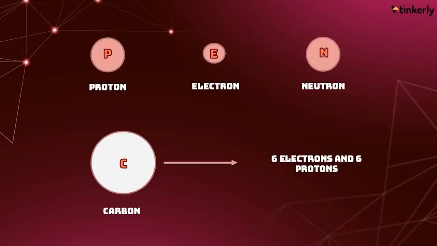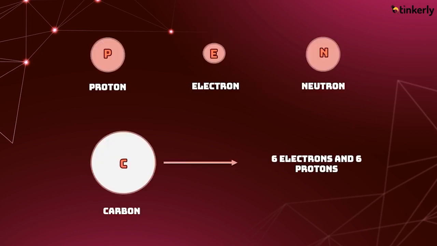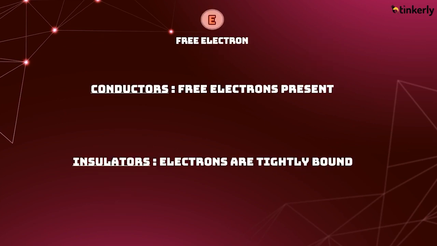Right, so all the atoms have different properties, and they have different properties because they have a different number of electrons and protons. For example, carbon has 6 electrons and 6 protons. So here comes the phenomenon of conductors and insulators. As I have told you, all the atoms have different properties because they have a different number of electrons and protons, and because of those different properties we can divide the materials into conductors and insulators.